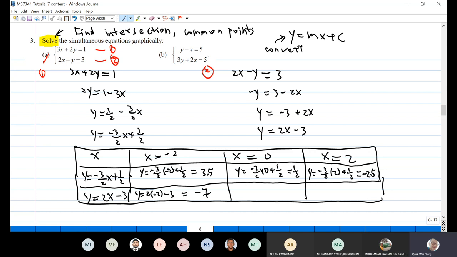Then you put x equal to 0 here, y equal to 2 times 0, minus 3, then minus 3. What happened to x equal to 2 now? y equal to 2 times 2, minus 3, so you get 1. So you make a table, I put 3 points here so that you get some insurance that you are going to get a straight line. In case you make a mistake, at least you discover something is wrong.